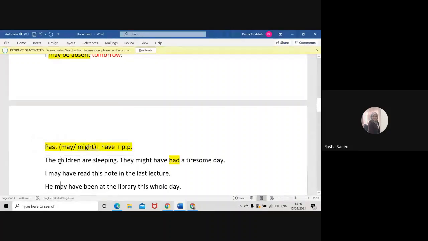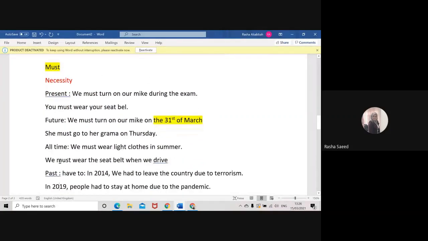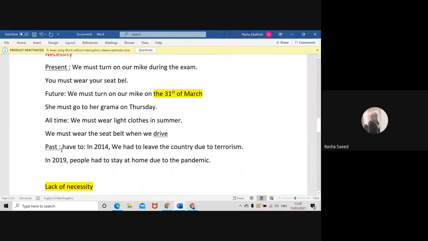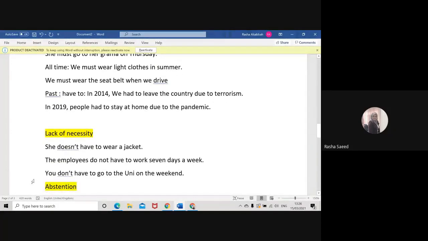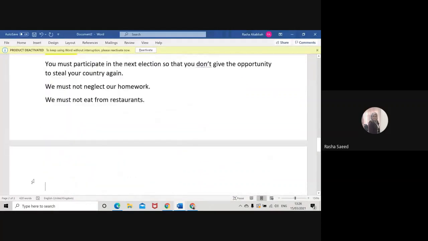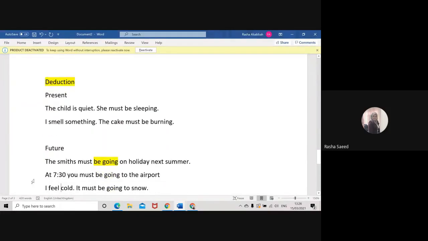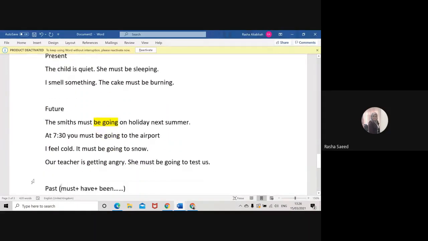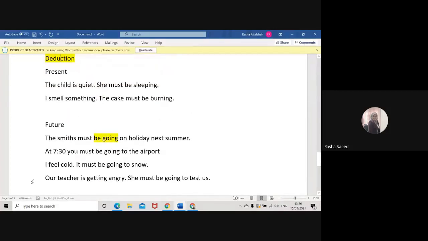All right? Then we moved to must, and in must there are different meanings. The first one is necessity. This necessity can be at the present time, at the future, all time, at past necessity. Then we explained the lack of necessity, and we said that we don't need a modal verb to express lack of necessity. We also said that abstention can be expressed also using must. And finally, we talked about deductions. These deductions can be about the present time or the future, the past, and in each of them we use different forms to express deduction.